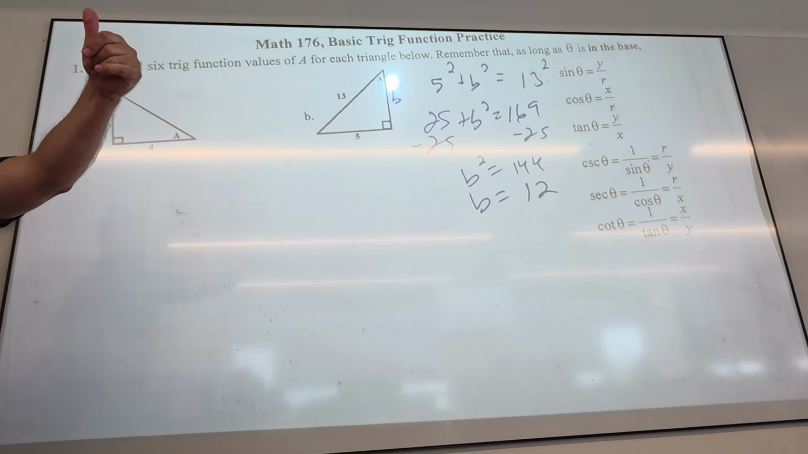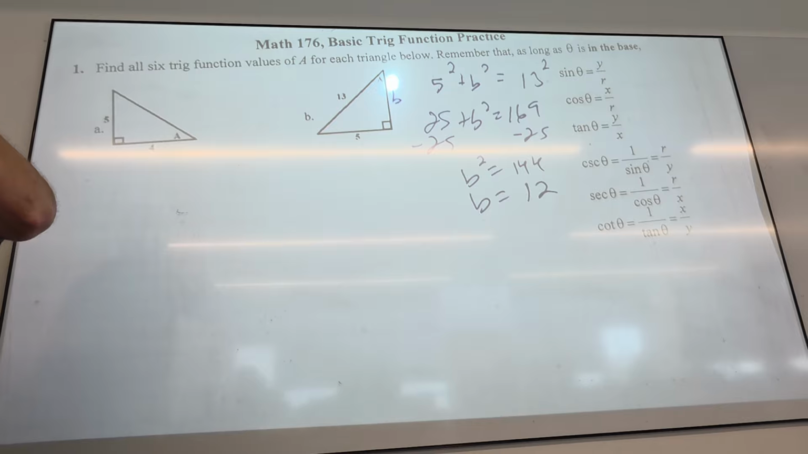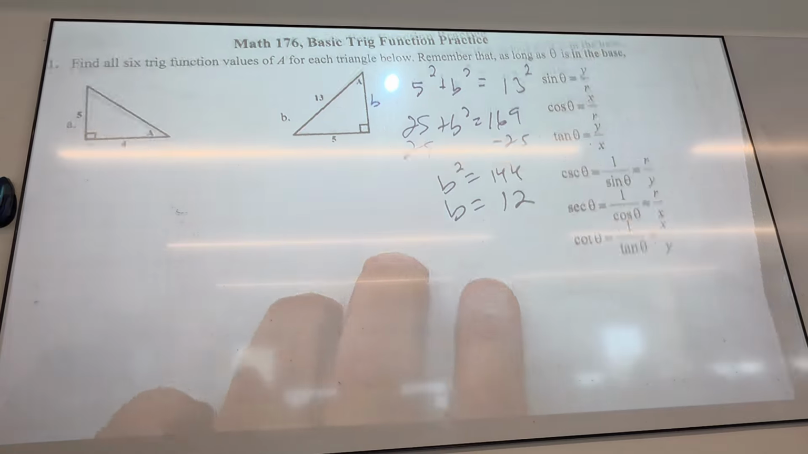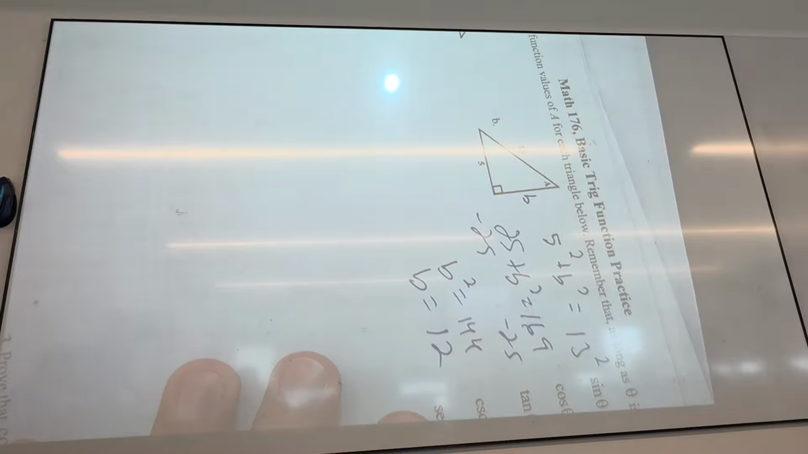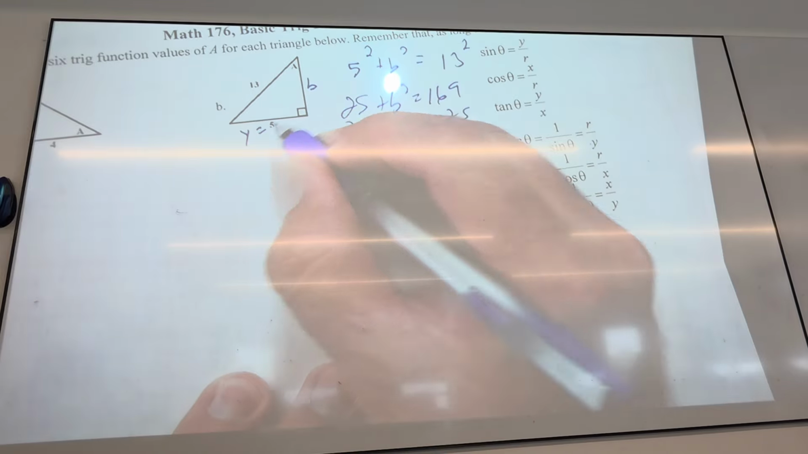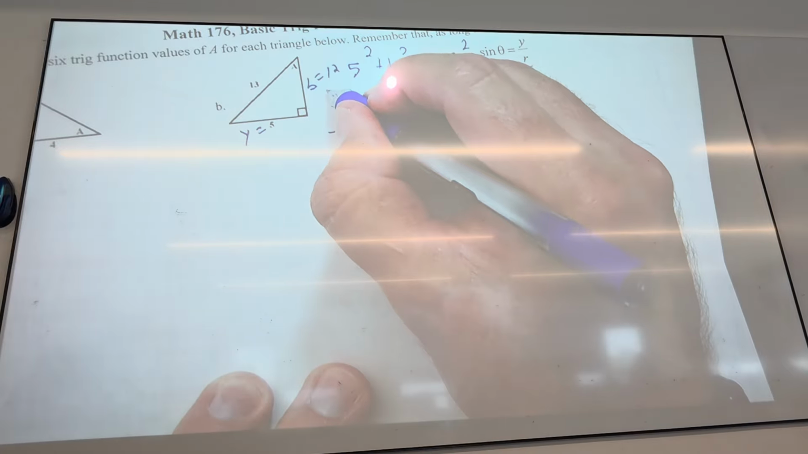So it's got that going for it. But what's it got against it? What's something I have to be careful about? The angle is not in the base. So if I just rotate it, what's my y side? 5. 5 is my y side. And B, which is 12, is my x side.